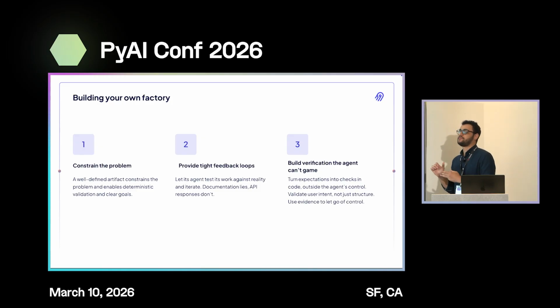And three, build verification that the agent can't game. Turn those expectations into checks that you have in code, and try to get them outside of the agent's control, so you can make sure it's not messing with those checks or making up tests that it can influence and return true on, things like that. And also validate against user intent. Once you have that evidence, you can use it to start letting go of control, and that's really what turns this whole process into a factory.